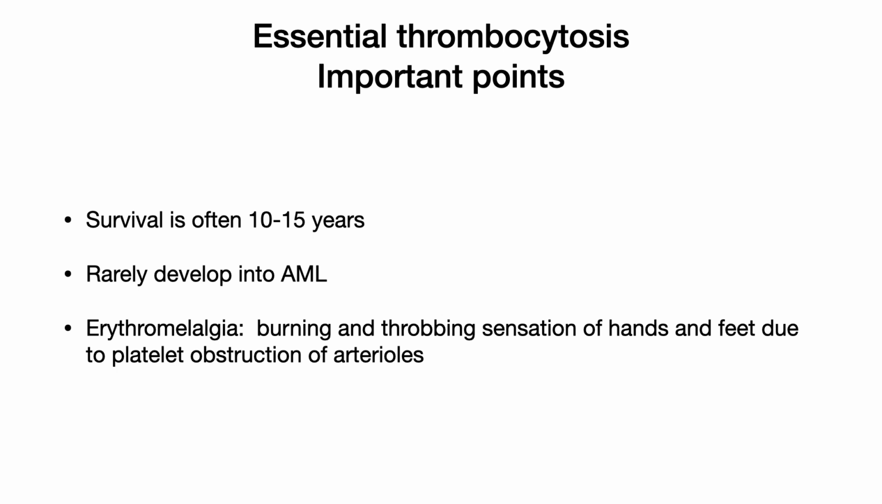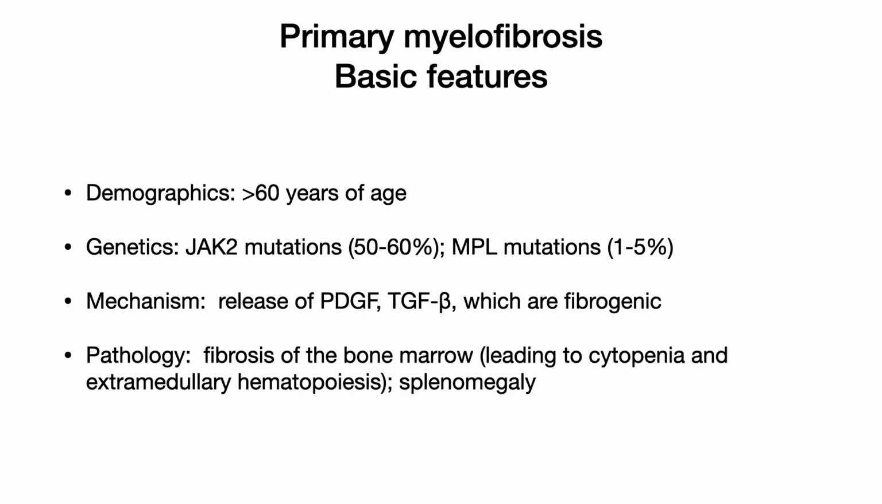And then primary myelofibrosis, same thing as the other ones, around the same age, same type of mutations. And then the mechanism: platelet-derived growth factor and transforming growth factor beta are fibrogenic, and that's what you're going to see in myelofibrosis. And so basically you get fibrosis of the bone marrow.